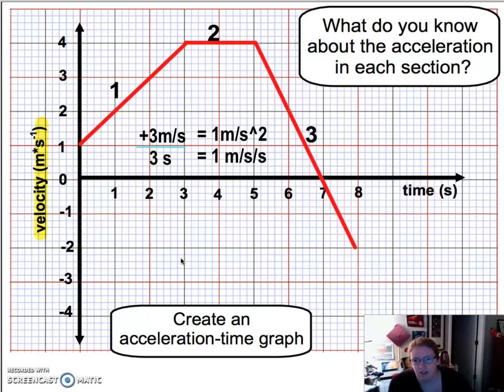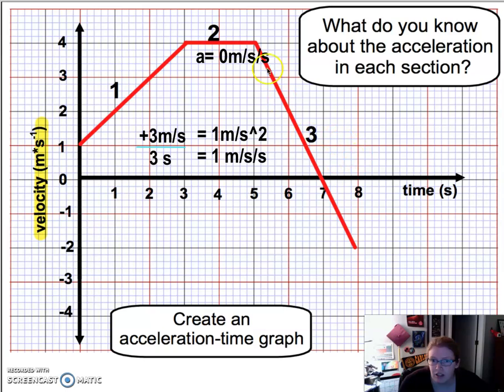No, really, pause the video. Do the calculation. You got this. And maybe you realize that this calculation is pretty easy because this is a flat line. So the slope for section 2 is a flat line, which means that the acceleration is equal to 0 meters per second per second. Kind of boring, I agree. So we can go ahead and graph those two things.